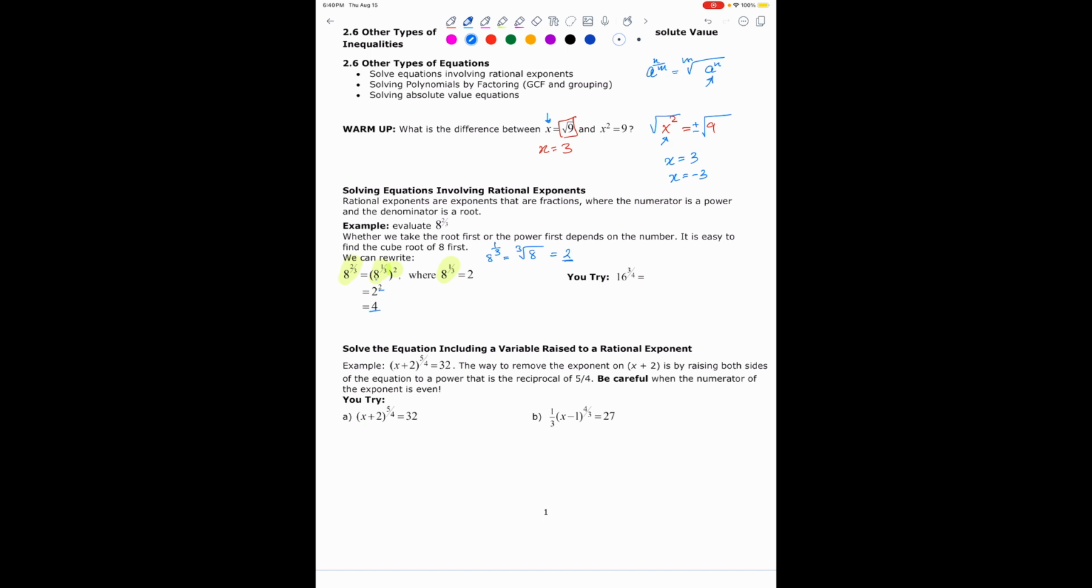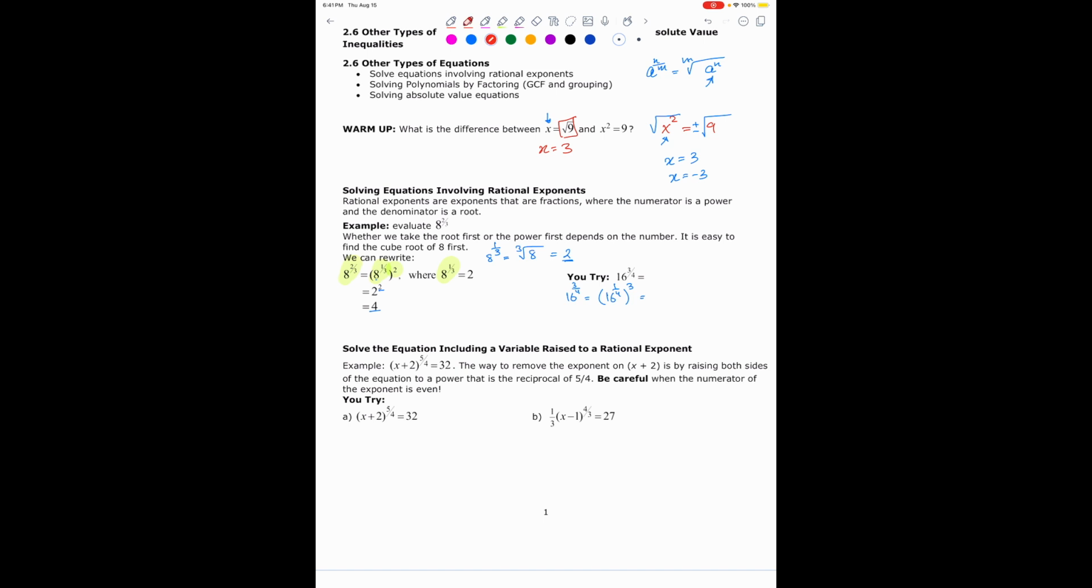Now let's try the next one. So in this case, I will take the root first, and then I will cube it. So 16 to the 3 over 4 is the same as 16 to the 4th power raised to the 3rd power. Now 16 to the quarter means the 4th root of 16. So what number do you multiply by itself 4 times in order to get 16?